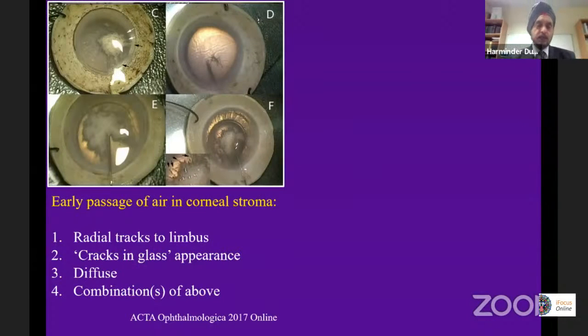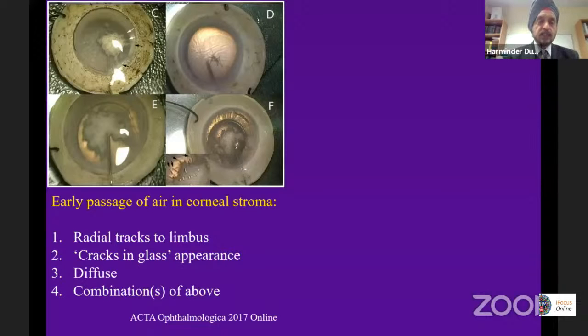But let's go back a step and see, right from the moment the air leaves your needle tip, what happens. What you will see is different patterns. Sometimes you see this crack in the glass pattern. Sometimes you see a diffuse pattern. But with both of these patterns, air makes a straight line radially towards the periphery. You can see here, here, and here. And this one will also go right to the periphery. Sometimes it's a combination of the two, very diffuse with some radial spokes, as you see over here. So air is making its way from your needle tip preferentially towards the limbus.